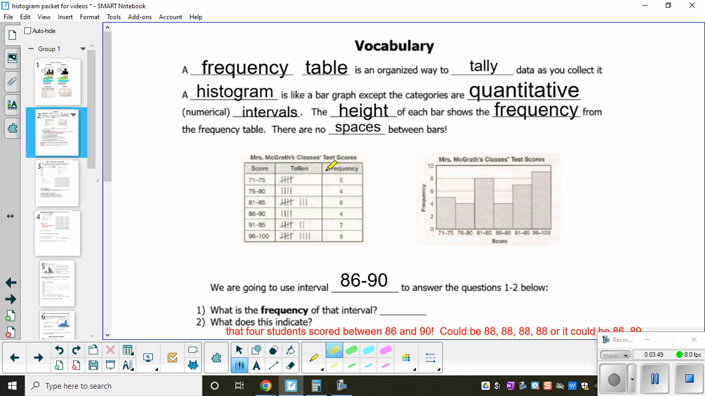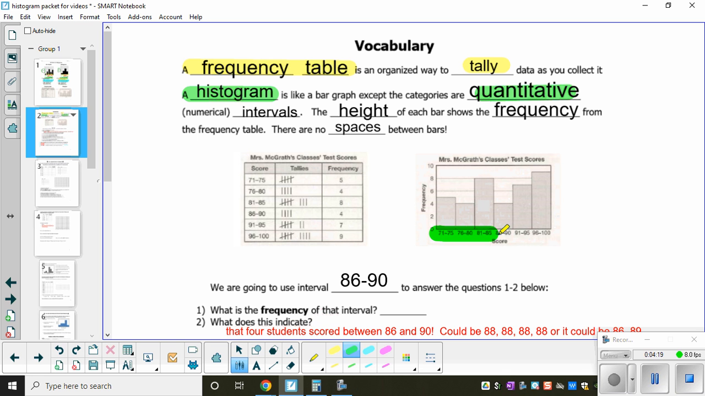So the first thing that I was looking at over here on the left is something called a frequency table. A frequency table is generally the process of tallying the data as you collect it. So this is you gathering the data, and then this is how you formally want to represent it. When we formally represent it, we're going to put it into a histogram. Again, it's a lot like a bar graph, except the categories are now quantitative. Remember, the N in quantitative can help you remember that it's numerical data.